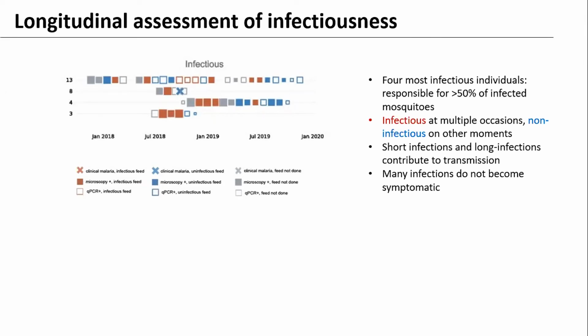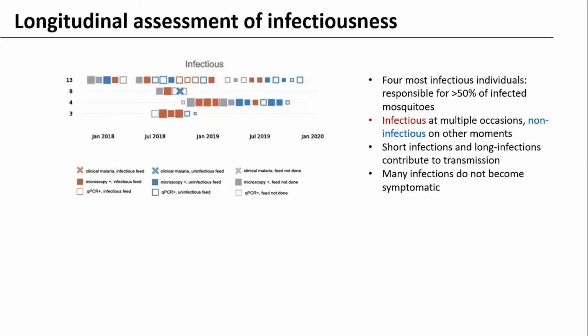The red are infectious feeds, so every red color you see is an infectious feed. The blue are non-infectious feeds, and then the gray are the time points when we didn't do any membrane feeding on the participant. So multiple feeding assays were done on each of these individuals, as can be seen. They were infectious on multiple occasions, as shown by the red, and non-infectious at other moments, shown by the blue.